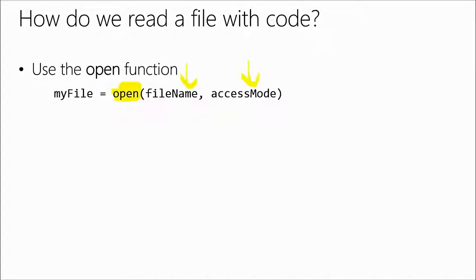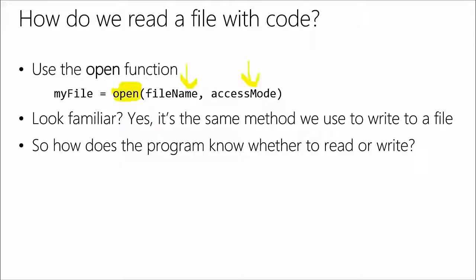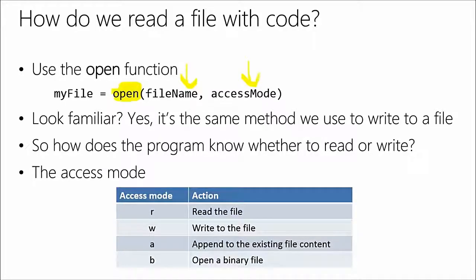Exactly, because it's the access mode that determines what the program expects us to do once we have opened the file. So if we specify an access mode of read, then it expects us to be reading the file. And if we are writing to the file, it expects writing. And then, as it came up in the chat window earlier, there's an R+, which means read and write, or you can also say W+ to say read and write as well. So how does my program know if I'm reading or writing to a file? The access mode. R for reading a file, W to write to a file, A if I want to append to the existing file content, and B is for binary files.